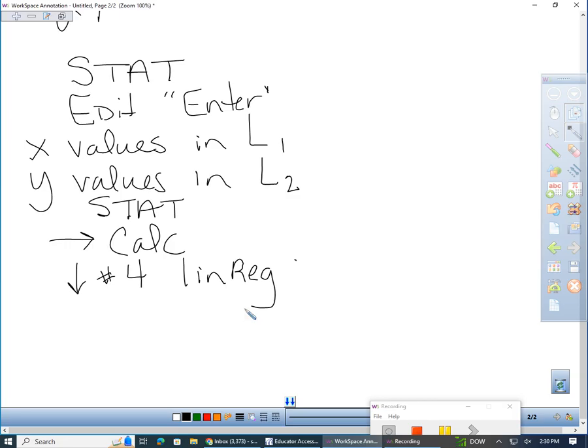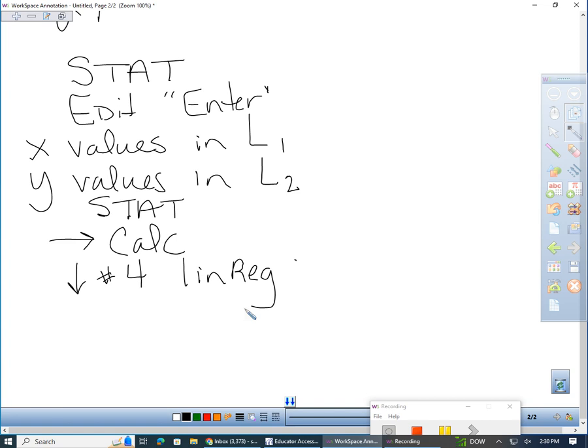When you did it, you should get X list is in list 1, Y list is in list 2. Then it says frequency list, stored list, and go to calculate. Go down to calculate. And when you hit enter, it gives you your equation.